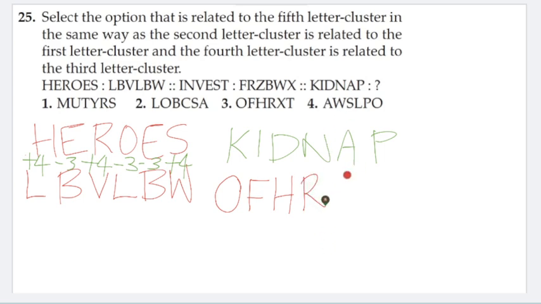And A again it will be minus 3. So A minus 3 means we will be going backward from Z. So it will be X. And P again we are adding. So plus 4. P plus 4 is T. So this O, F, H, R, X, T will be our option. So which one? Yes. Third option will be the right answer.